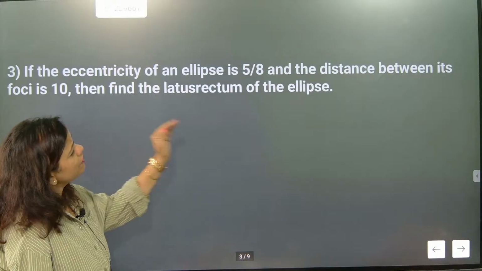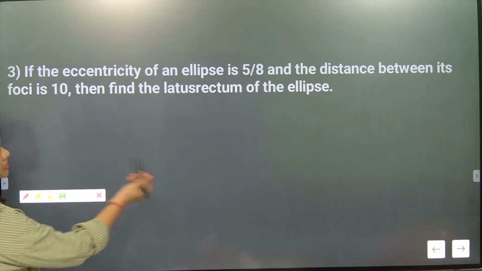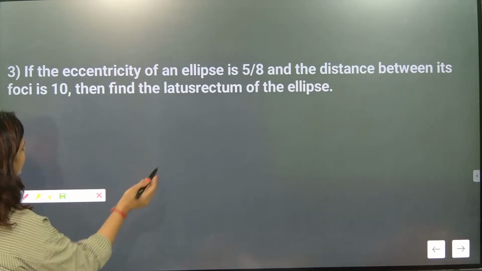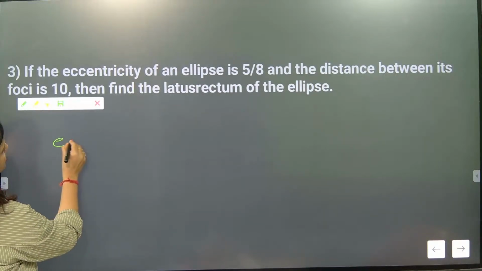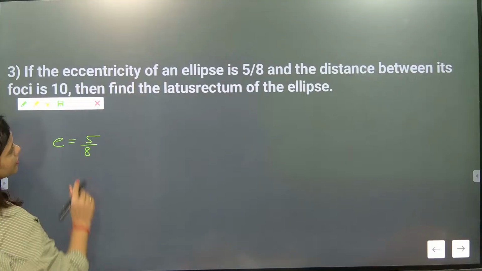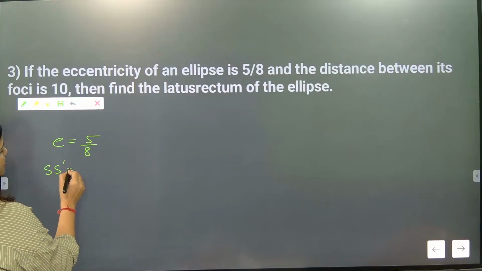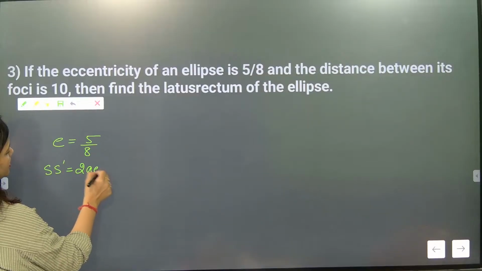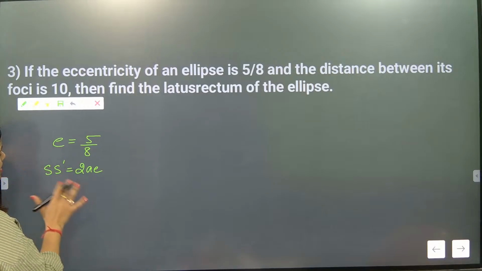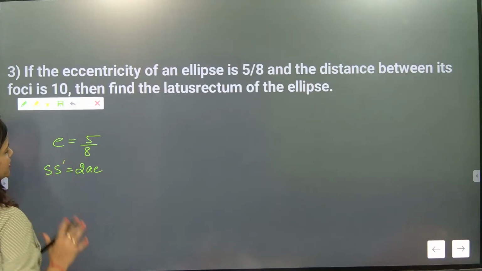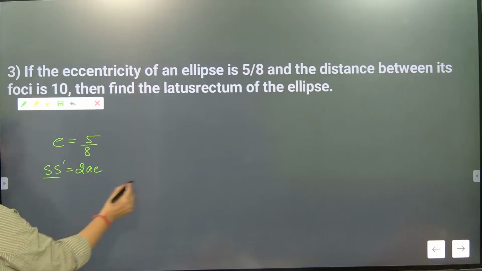If the eccentricity of the ellipse is 5 by 8 and the distance between the foci is 10, so first we will draw, because they are asking for the equation and the latus rectum. So now look at it. First, eccentricity is given, and that is 5 by 8. Distance between the foci, that is SS dash, is equal to 2AE. We don't know actually where it is exactly placed, but we can do like this. SS dash is equal to 2AE, the distance between the foci.